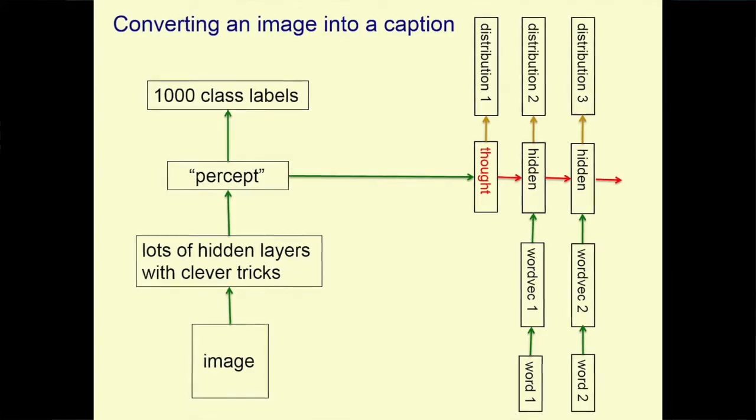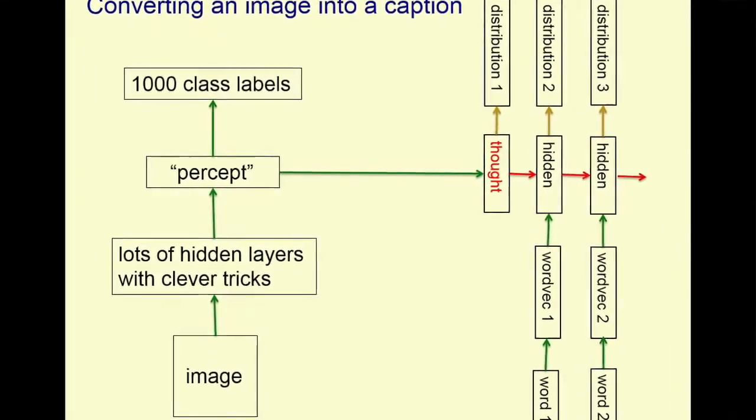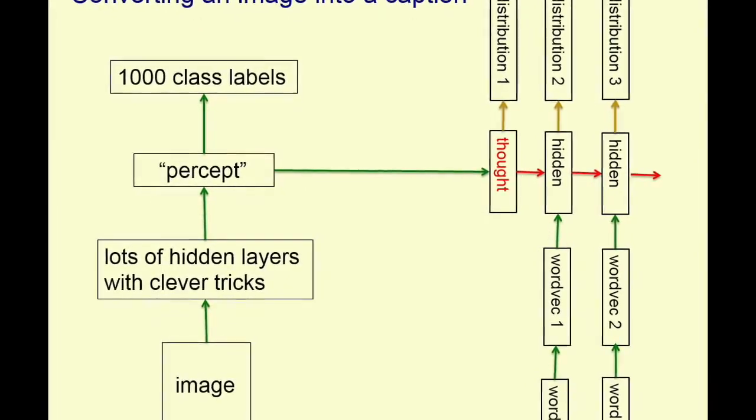So I'm going to finish by showing that you can put those two bits of work together. You can take the feed-forward neural network that recognizes objects and images, and you can feed the decoder network. Instead of feeding it with the thought that comes from an English sentence, you feed it with the thought or the percept that comes from looking at an image. So you look at the image, you do lots of clever early layers with clever tricks called convolutional neural nets, which I haven't explained. That just before you get to the class labels, you just declare the activity in that last layer to be a percept.